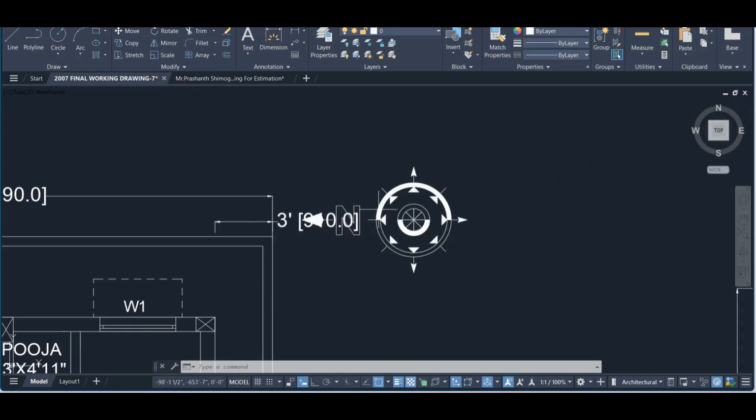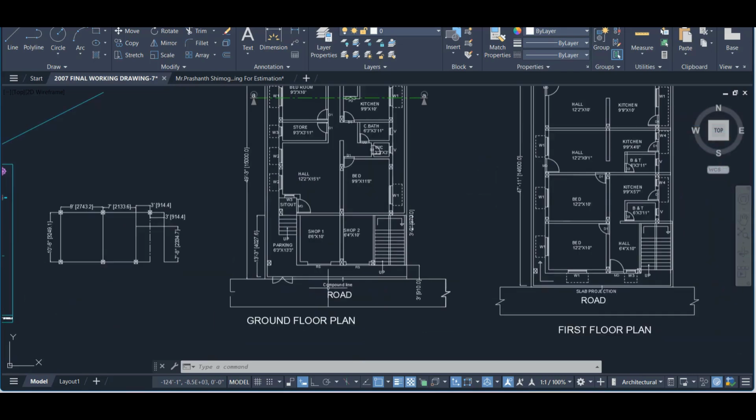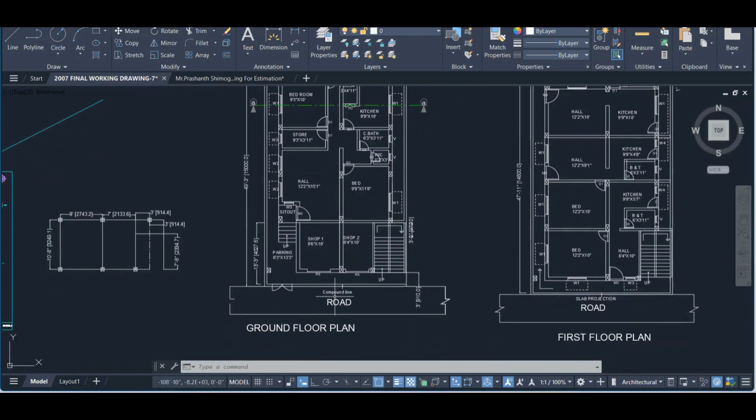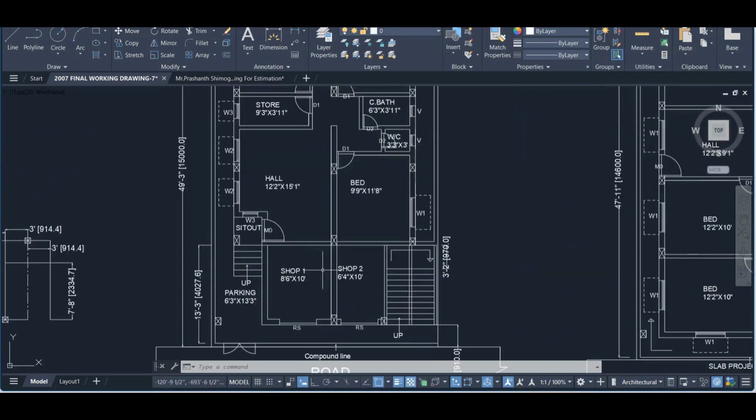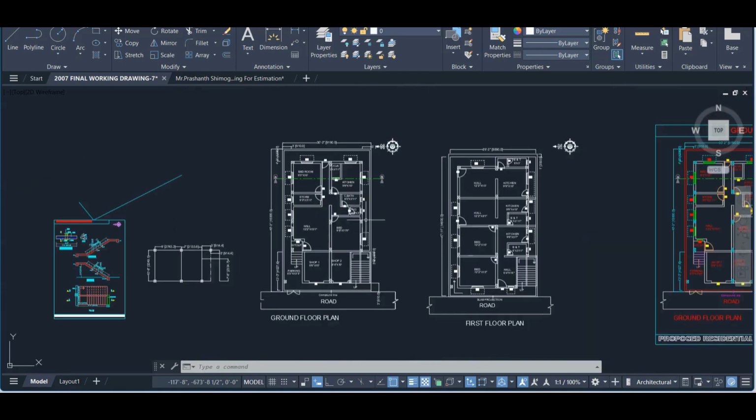Just visit the site and get to know in which direction you have a road. So this plot indicates, with the NESW, that it is a west facing plot. And then two shops are there and here it is a 2 BHK. Just have a look at the space, how they organize it.